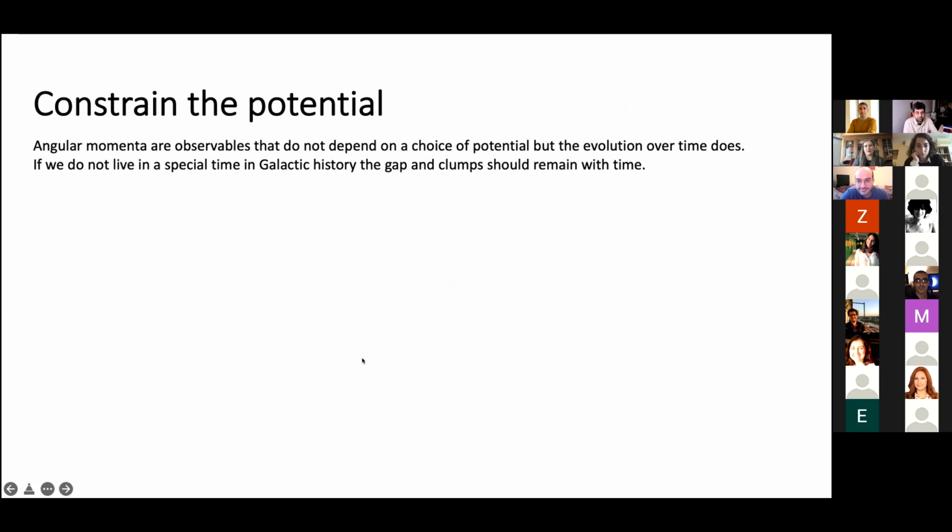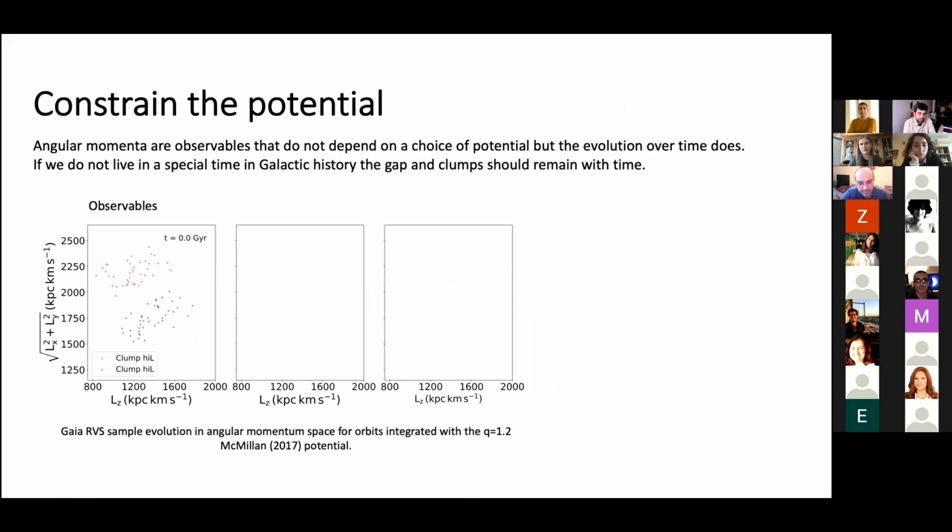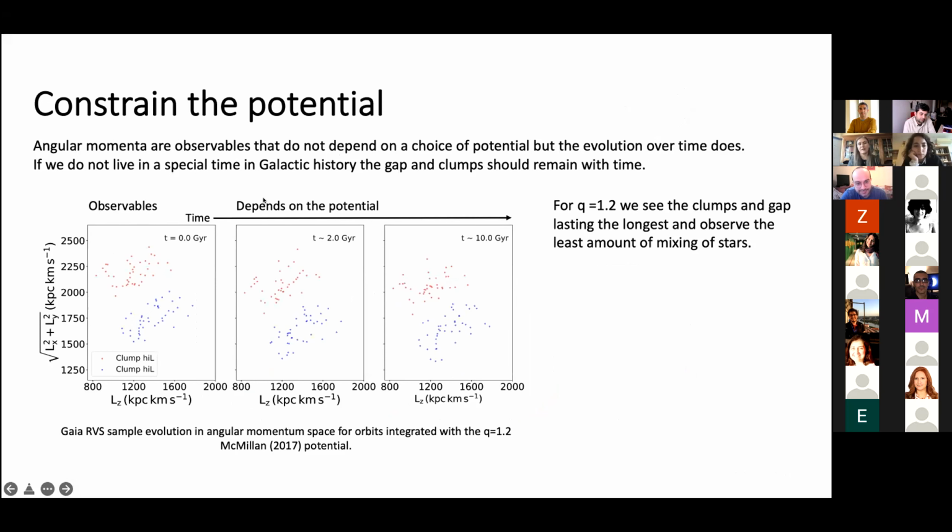Another thing that we can check is how the angular momentum of these stars evolves with time. The angular momentum doesn't depend on the galactic potential. Integrating the orbits does, so we have to use a model, but calculating the angular momentum today doesn't depend on this potential. But then if we integrate the orbits and recalculate the angular momentum, then that depends on our potential.